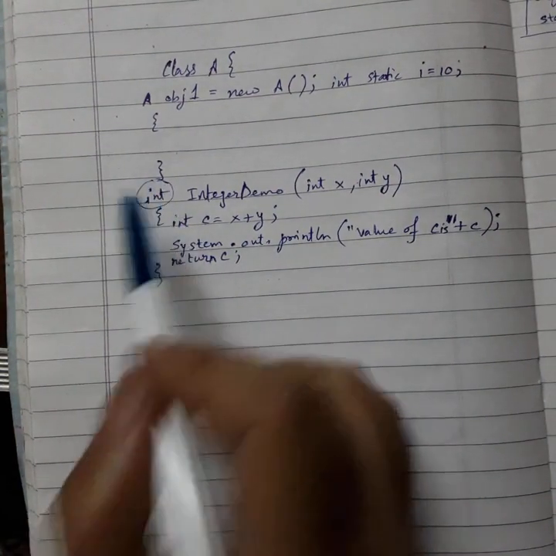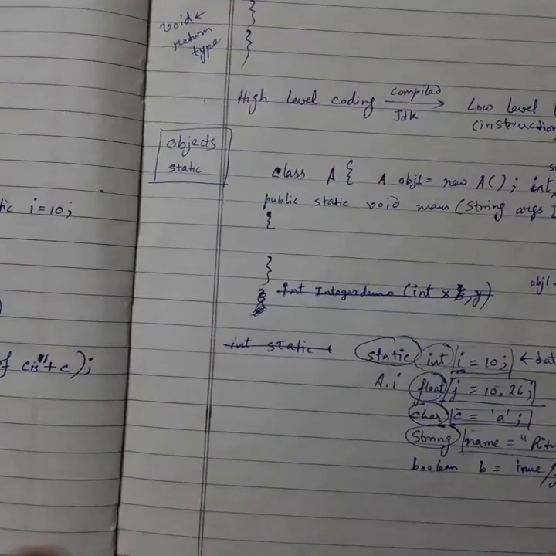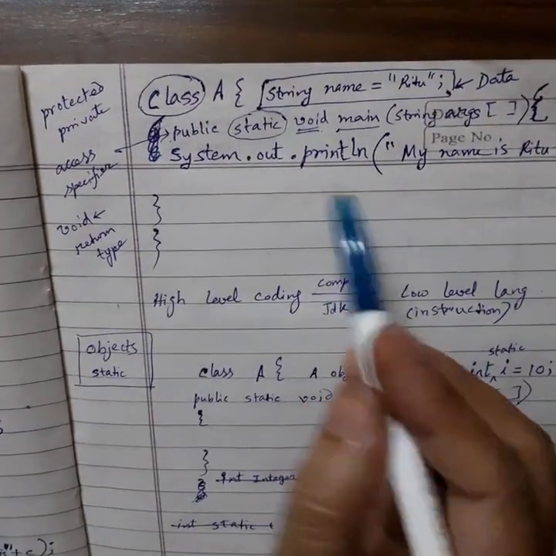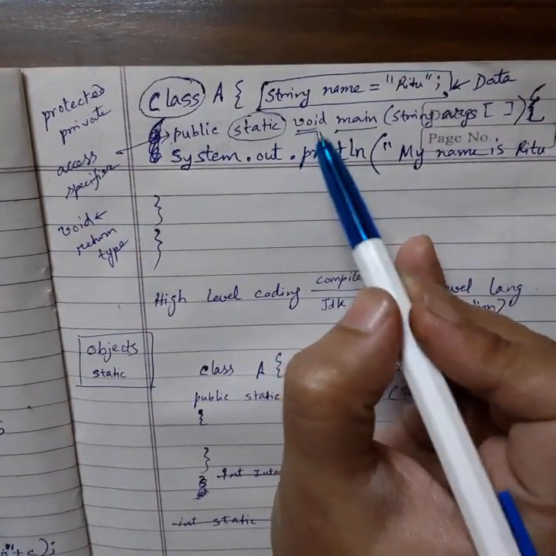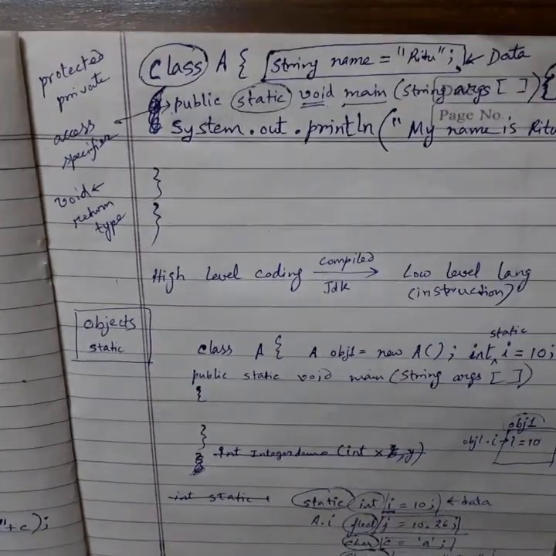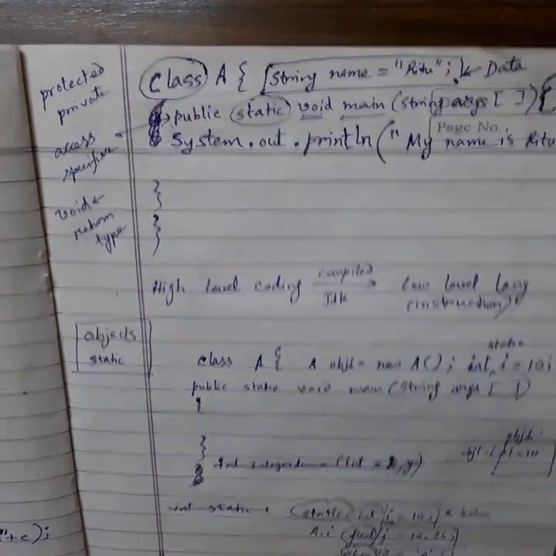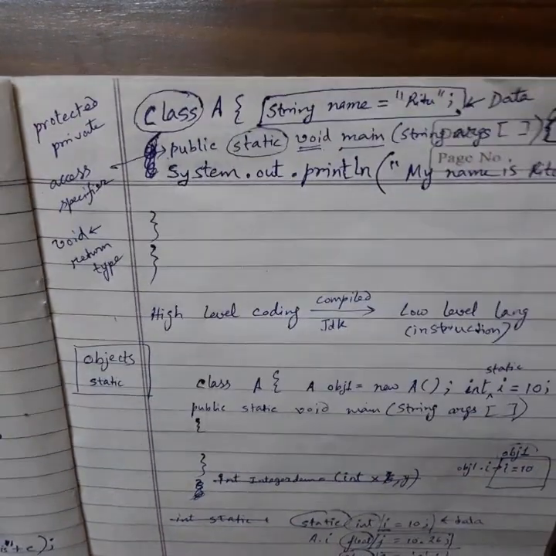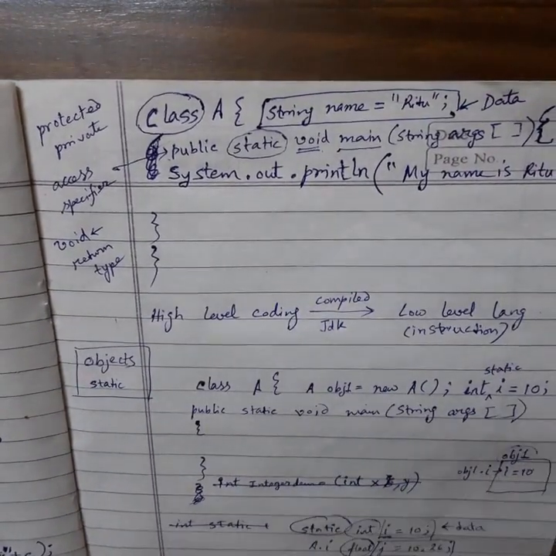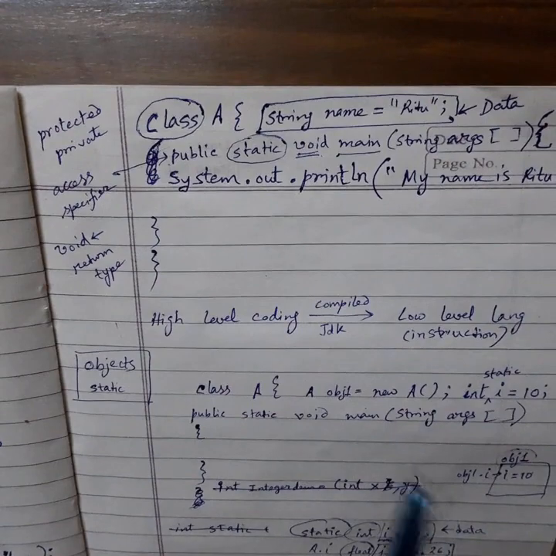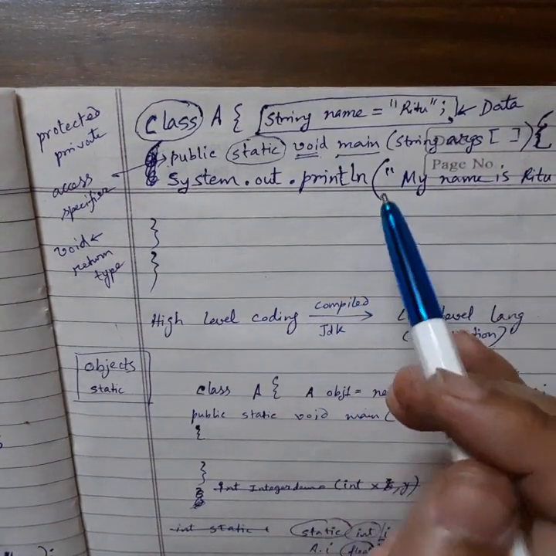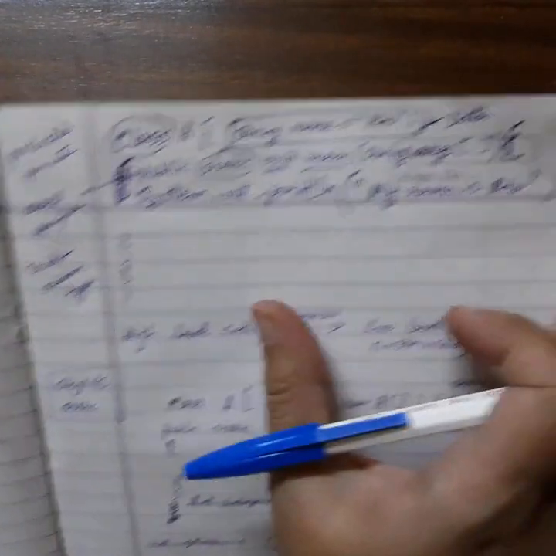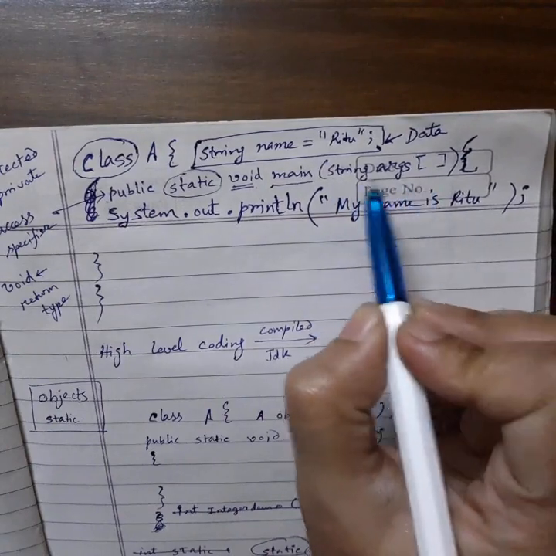So this return type is int here, as opposed to the main method whose return type should be void. I mean, while writing we should write void here. It is void because it is not returning anything. So inside this method, we have got one parameter here.